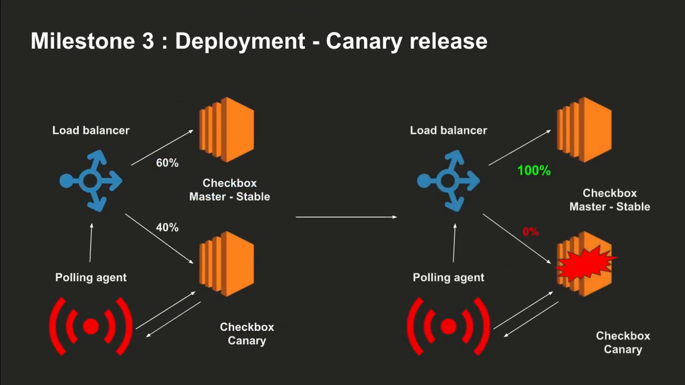For our third part, we deployed 2 EC2 instances, stable and canary release, for the Checkbox application. We developed a load balancer to distribute traffic in a 60-40 ratio. We also created a polling agent to continuously check the status of the canary application. If it gives an error, then the polling agent will send a signal to the load balancer to divert 100% of our traffic to the stable release.